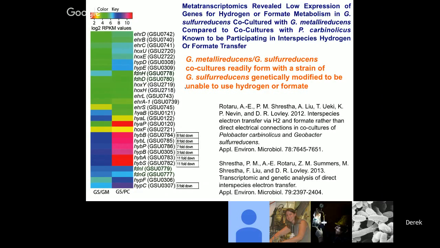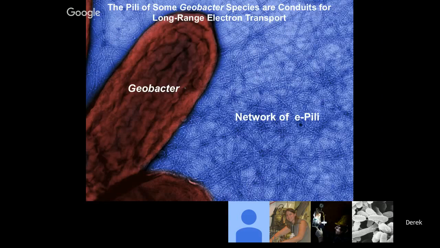And also, we built a strain of Geobacter sulfurreducens that could not use hydrogen or formate. And when we started the co-cultures with that strain, they grew just as well as starting with the wild type. So this indicated to us it was probably direct interspecies electron transfer, which we'd actually speculated a long time ago might be possible when we first discovered that Geobacter produced electrically conductive pili.